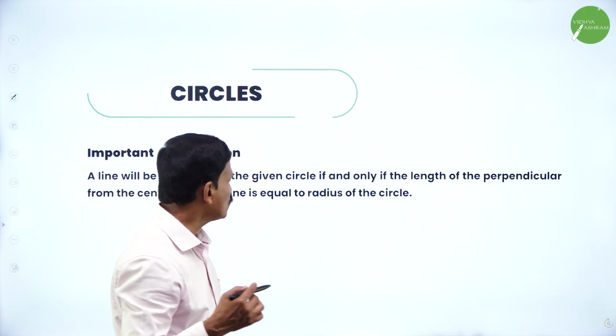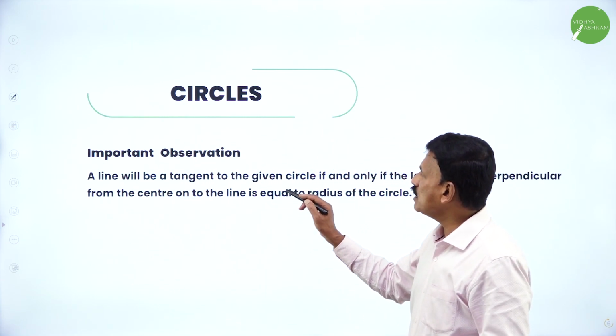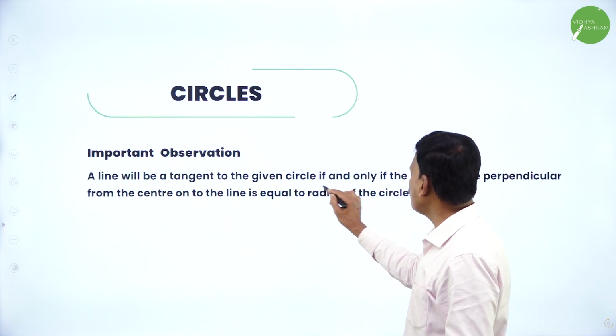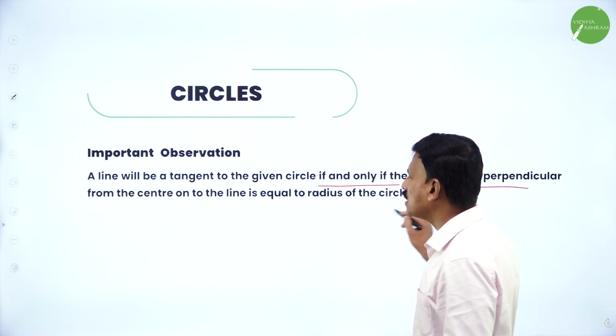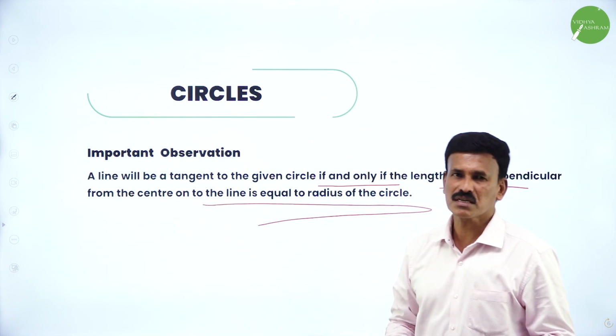Now, let us learn a very important observation. A line will be a tangent to the given circle if and only if the length of perpendicular from the center on the line is always equal to the radius of the circle.